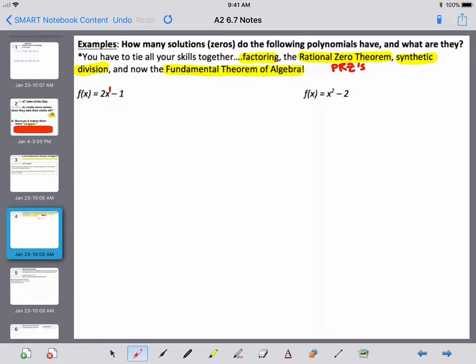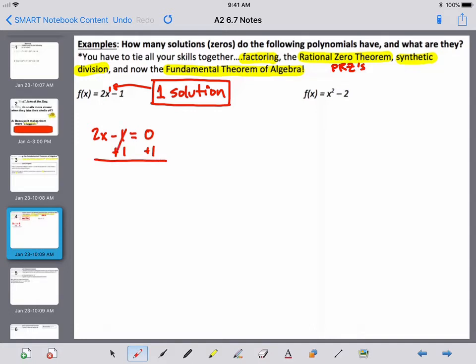I notice that the degree of this polynomial is 1, meaning it has exactly one solution. So we already answered the first part of this question. Its highest power is 1, giving it one solution. Now to solve it or figure out the zeros, you simply take that equation and set it equal to 0. So we know how to solve this. Let's add 1 to both sides. It's going to give us 2x equals 1. And if we divide by 2, we end up with our one solution is exactly 1/2.